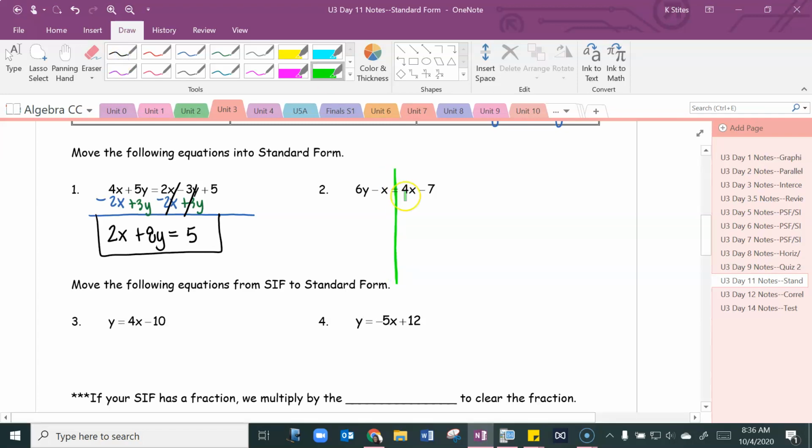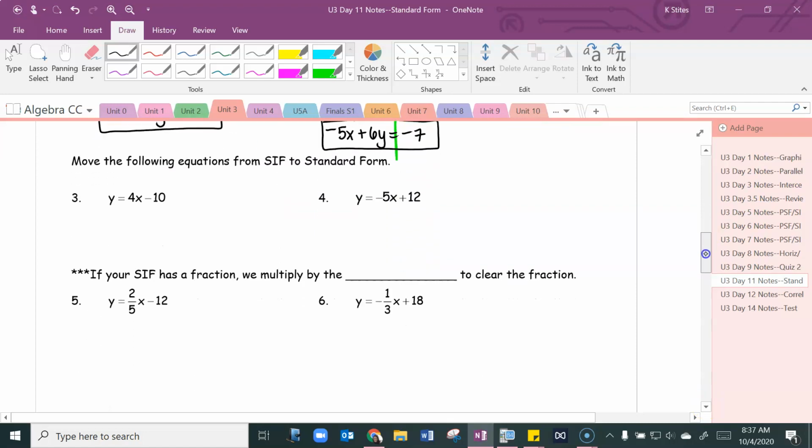So for number 2, we would again need to get our 4x with the other x, so we'll subtract it over. We are moving the 4x this time and not the negative x, the smaller one, because we want the x's and y's together and the y is already on that side. So this is 6y minus 5x equals negative 7. Then we do just want to switch the order of the x and the y so that the x comes first. It's negative 5x plus 6y equals negative 7. All right, and again, that is standard form.